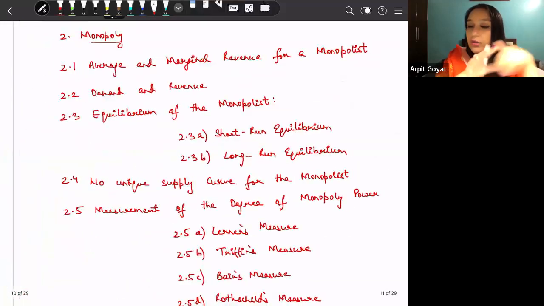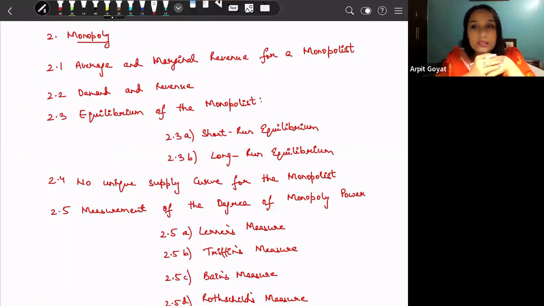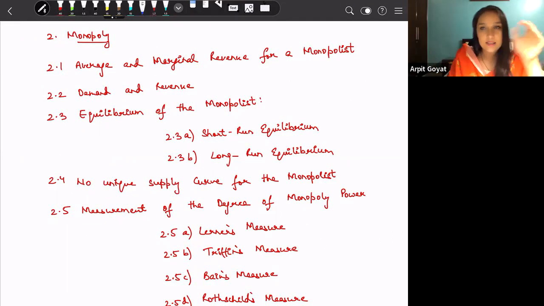This was perfect competition. Next type of market is monopoly. See, it is getting a bit lengthy because microeconomics has a lengthy syllabus. Okay, macro and all other things are comparatively shorter as compared to microeconomics.